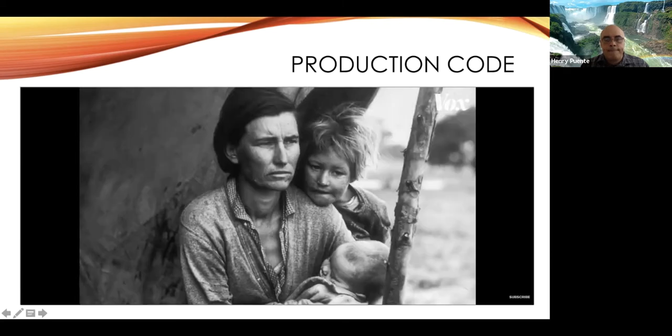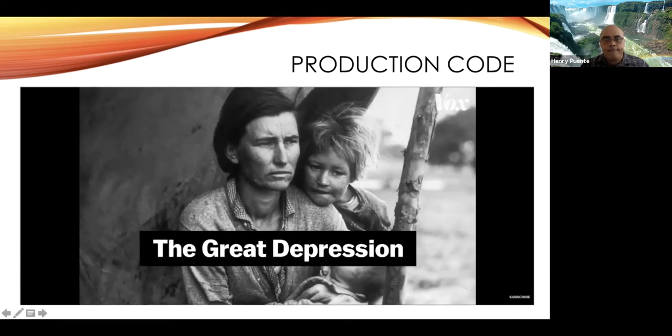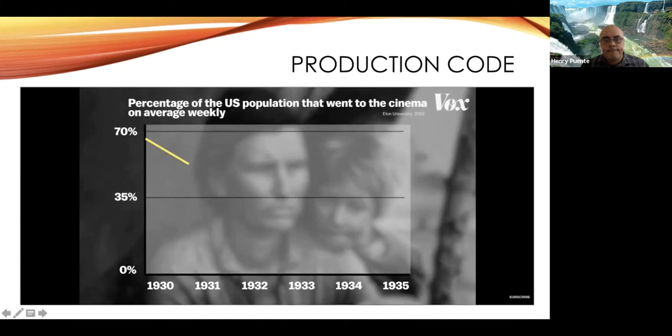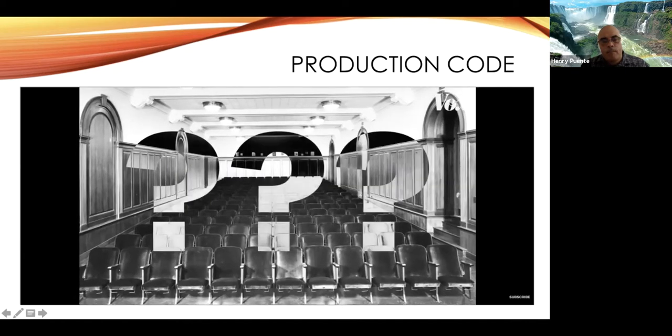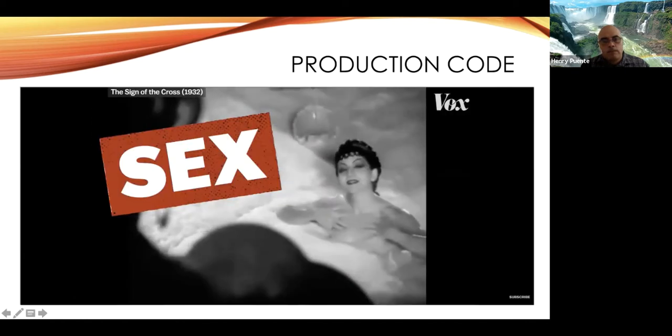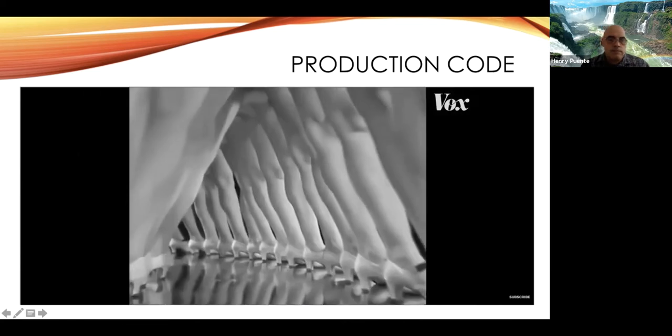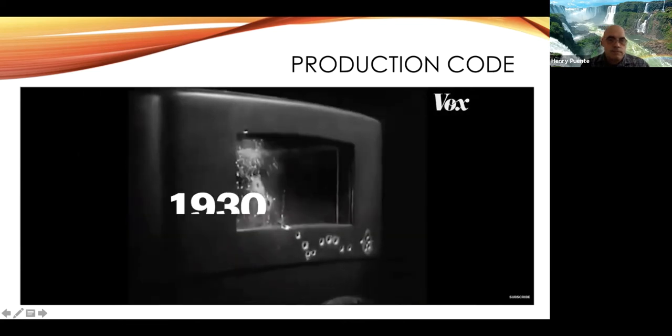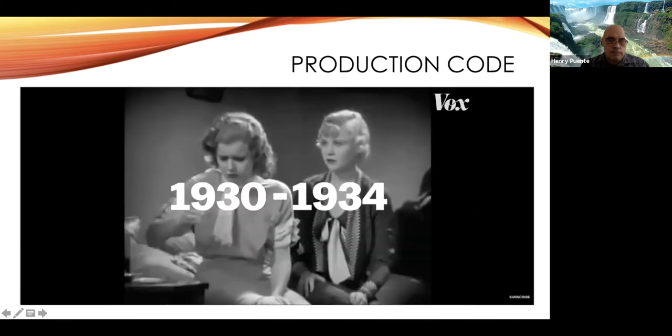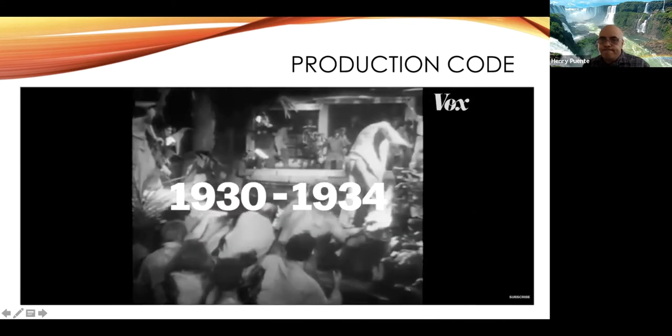But then in 1930, the Great Depression hit. Following the economic downturn, movie attendance tanked, and studios scrambled to do whatever it took to sell more tickets. And what sells tickets? Sex, violence, and big-ass goblets of booze. So for a period of 4 years between 1930 and 1934, Hollywood studio films were pretty crazy.